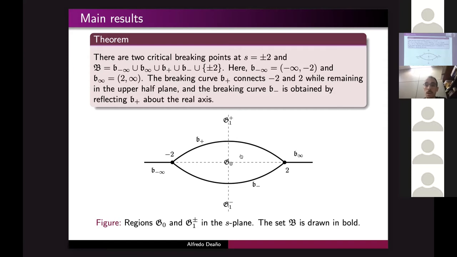Okay, so what you would expect, and this is what we prove later on, is that inside this lens, G0, you would have a one-cut case because of what you know from the real case and from the pre-critical case on the imaginary axis. And then G1 plus and G1 minus is the two-cut region. So you complete the picture like that, consistently with what you had before.